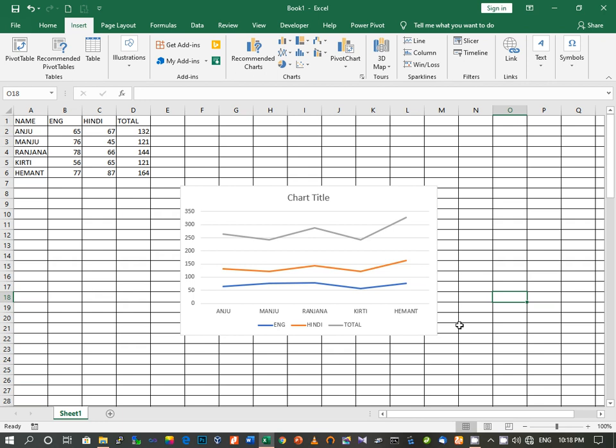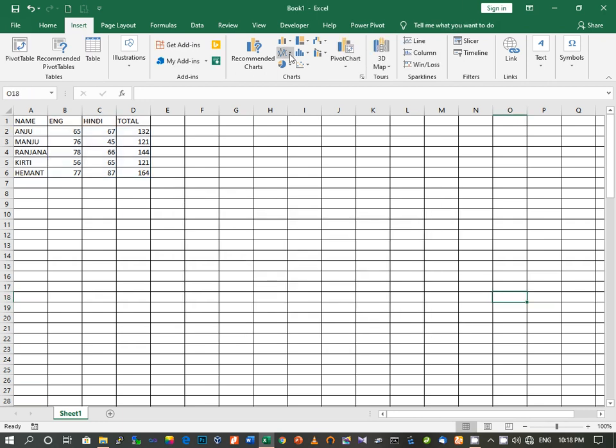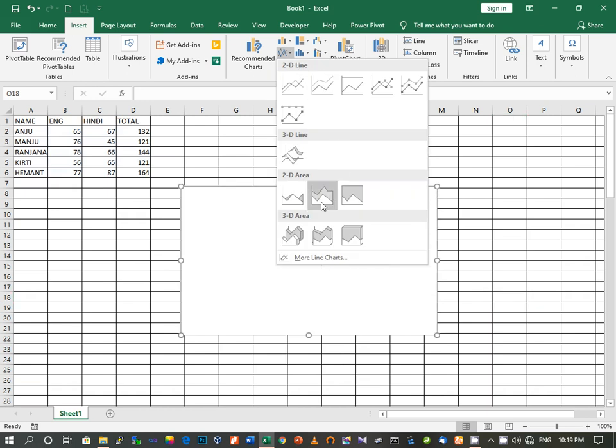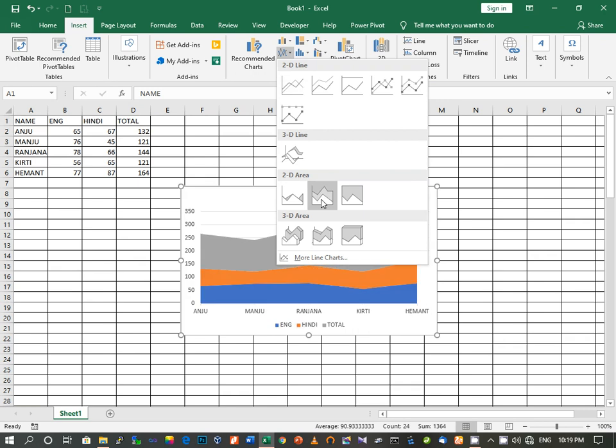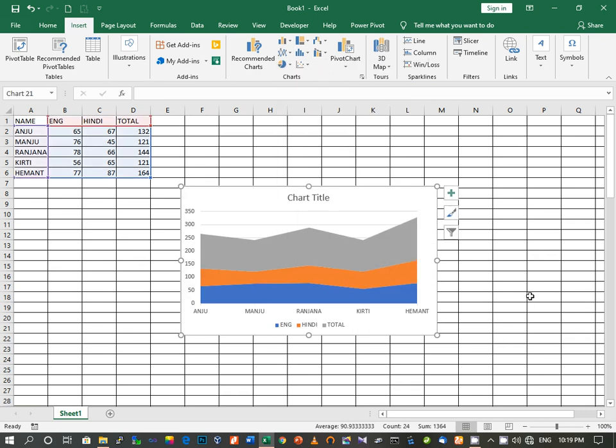Then next we are going to study the area chart. To understand that, I'm going to delete this and let's insert the area chart. First we'll have to select the data, otherwise your chart will not be made. Now here you can see this is an area chart. This is the same as a line chart, but it is not only a single line, it is covering an area.